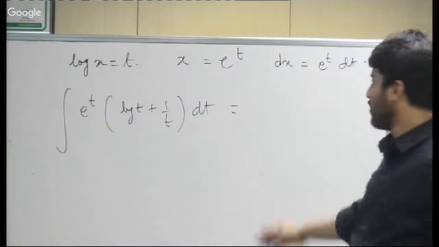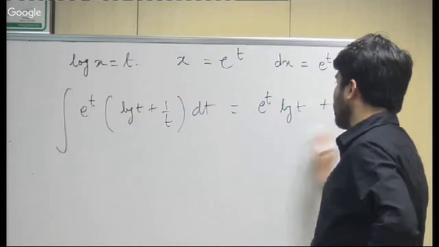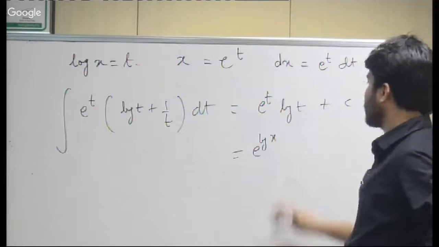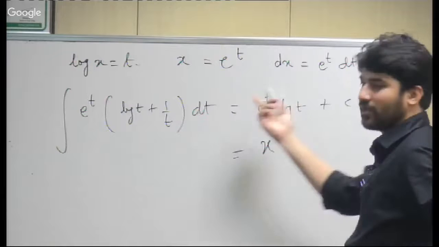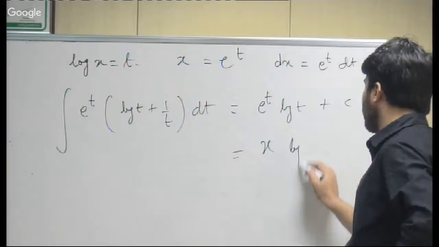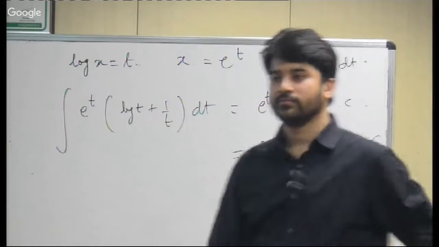Easy. So it will be e to the power t log t plus c. So e to the power log x. e to the power t is nothing but x only. e to the power log x is x, and log t becomes log of log x. Done.